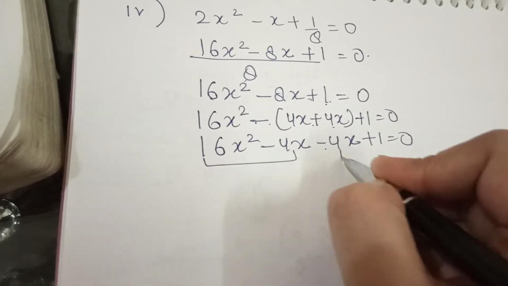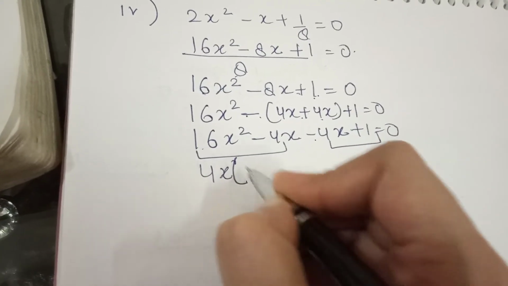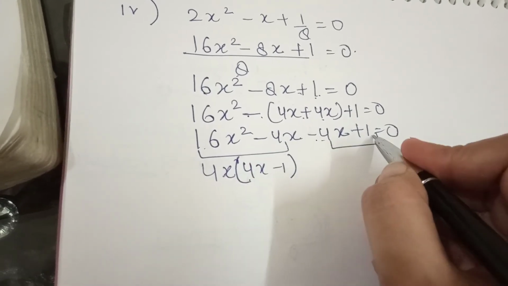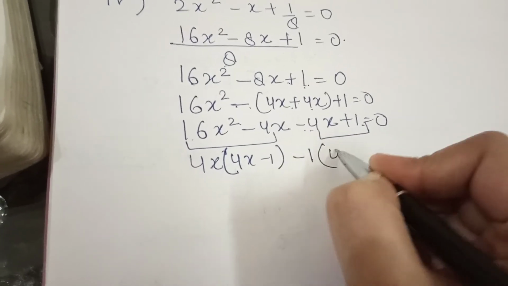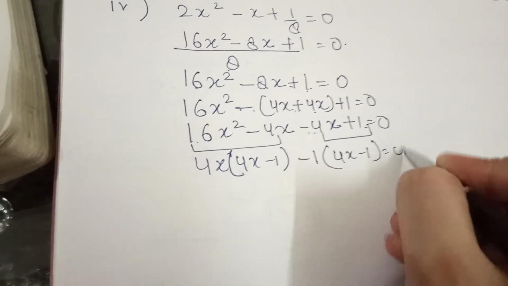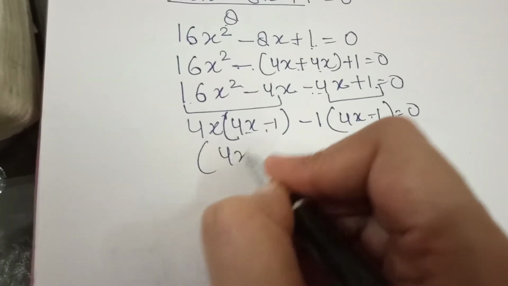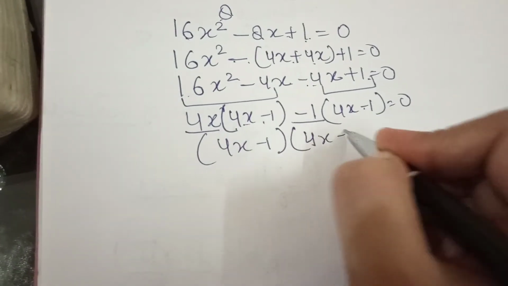Now two pairs. So 4 also can be taken common and x also. What will be left? 4x minus 1. And from this bracket we cannot take any number common, even not variable. So we will take only minus 1. So it will be also 4x minus 1. Now you see both brackets are same. So take this also common. So what is left? 4x minus 1.